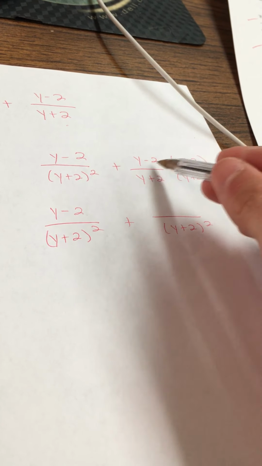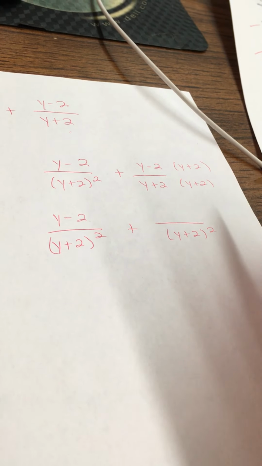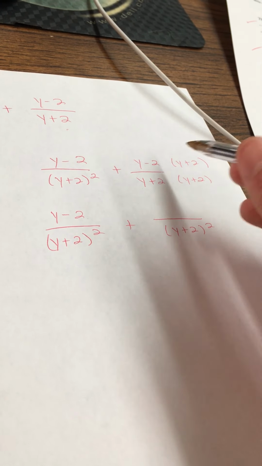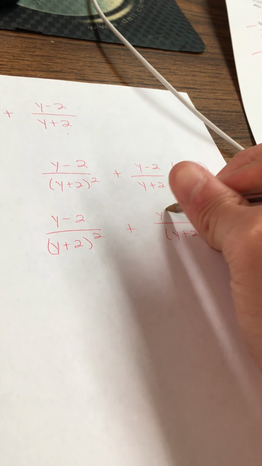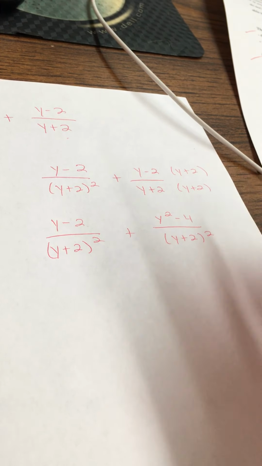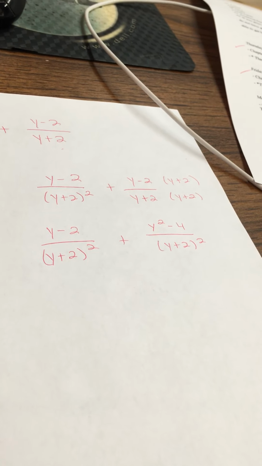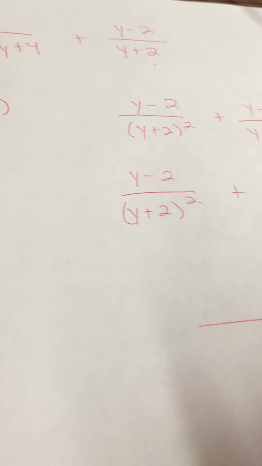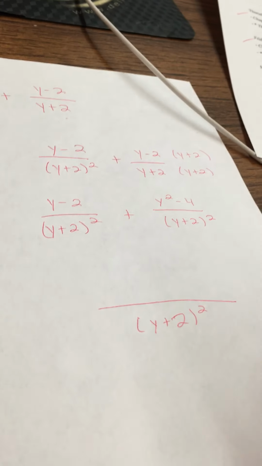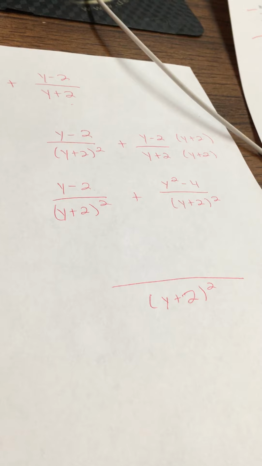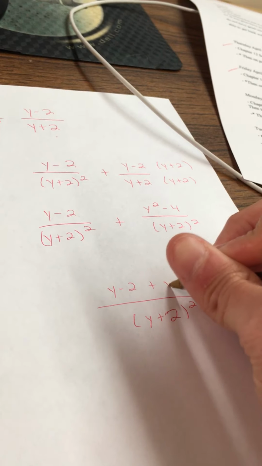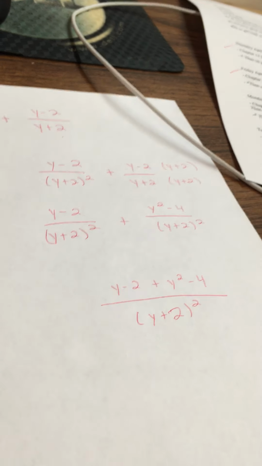Now, these are different. We can't just say y minus 2 times y plus 2 is y plus 2 squared. No, we can't because our signs are messed up. So we're going to have to take them and multiply them out. Y times y is y squared. Negative 2 times 2 is negative 4. So we got y squared minus 4. But we do have a common denominator. So we can go ahead and write our common denominator down here. Okay? So now, since we have common denominator, all we have to do left is what? Add our top. So we got y minus 2 plus y squared minus 4.